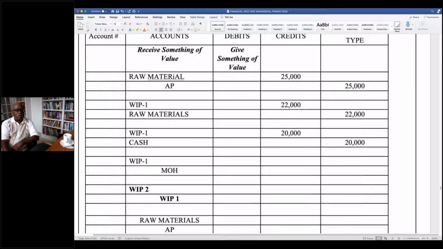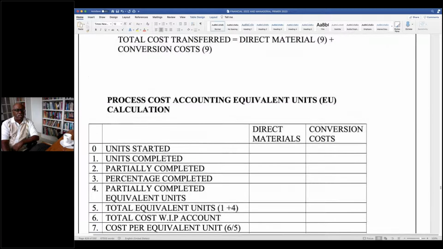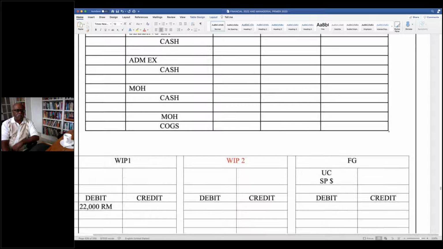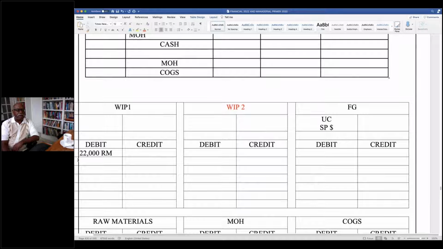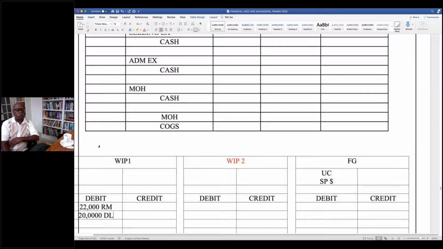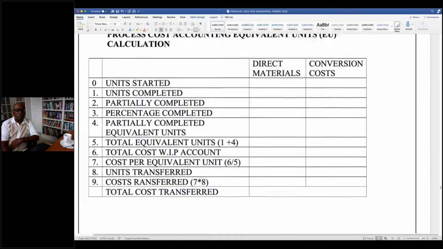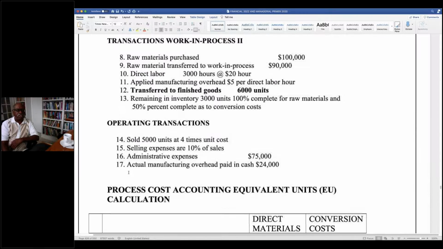So we'll now put the labor in. You putting it on the T chart? Yeah. It's always a good idea. Direct labor, and under work in process we debit $20,000. And what's our third transaction?